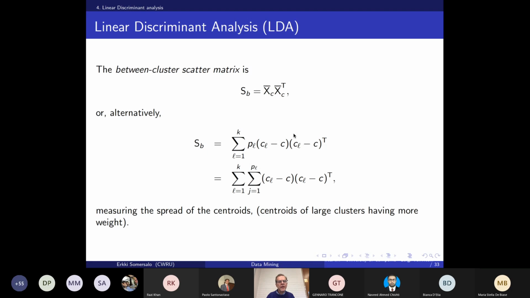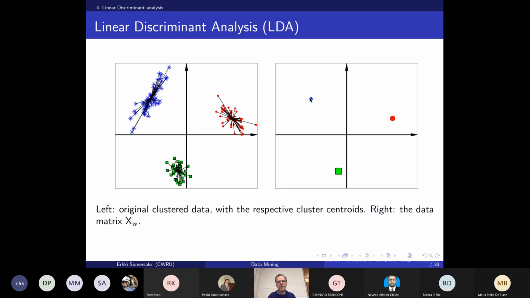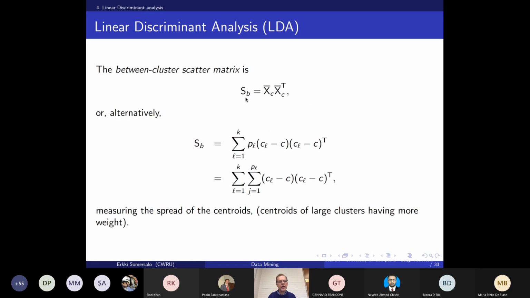Okay, so then I'm forming the between cluster scatter matrix. I'm asking how far away these points, these blue, red, and green points, are scattered from each other. And so I'm forming the scatter matrix. I'm taking this xc bar transpose. And this is the formula that you have to remember.